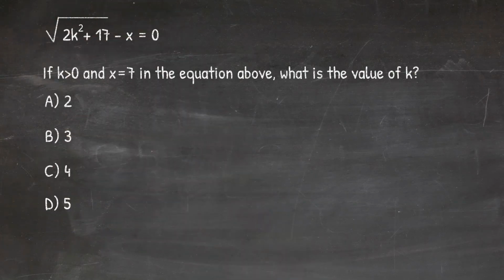Let's refer back to the question. If k is more than 0 in the equation above, what is the value of k? So since k is supposed to be more than 0, all our answer choices are positive. But you need to be ready that in order to trick you, sometimes the authors may choose to include a trap negative answer. If k is more than 0, it means our answer is 4. Answer choice C.